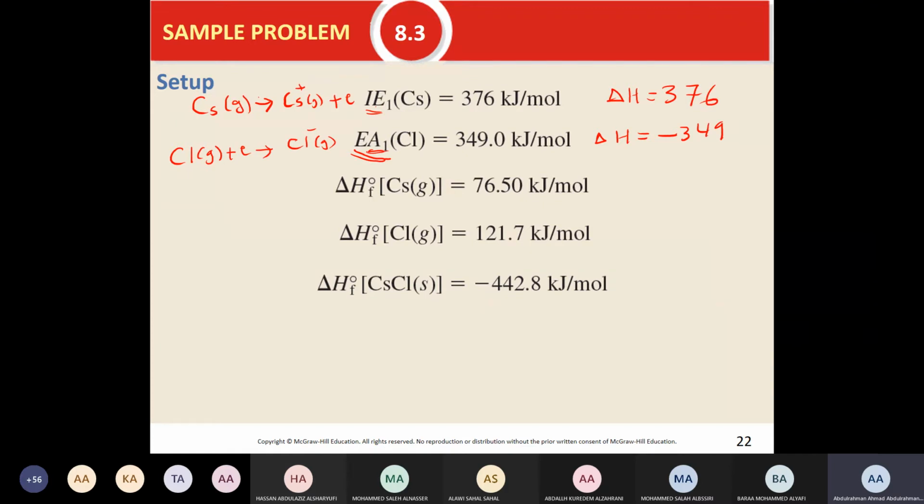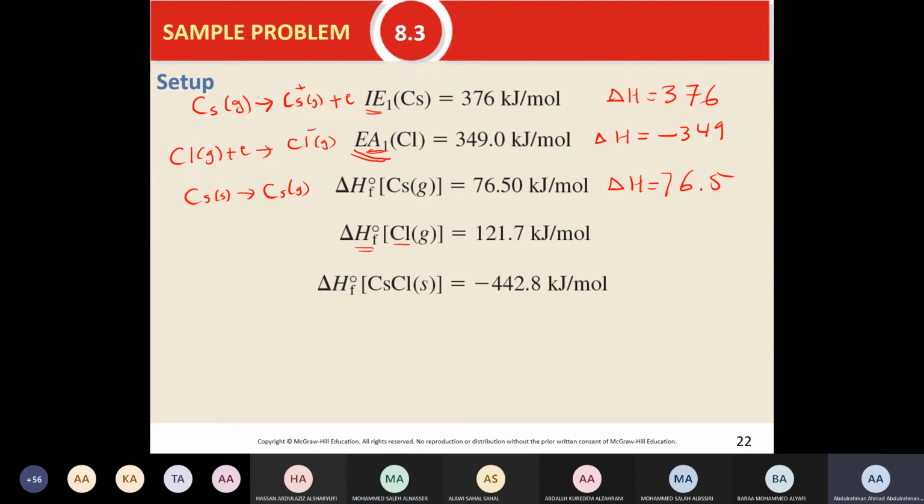Next, what's the heat of formation? Give me the reaction for the heat of sublimation of Cs gas. Cs solid goes to Cs gas, plus energy. Exactly. What's delta H for this reaction? 76.5. Yeah.